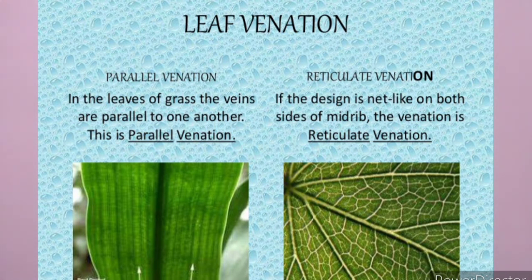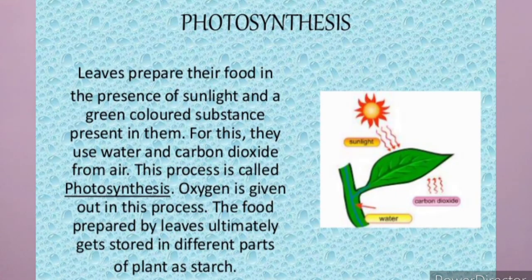And in reticulate venation, if the design is net-like on both sides of the midrib, the venation is known as reticulate venation. So these are the two important types of venation, that is parallel venation and reticulate venation. Now we'll see the functions of the leaf. Two main functions we are going to study, that is photosynthesis and transpiration.